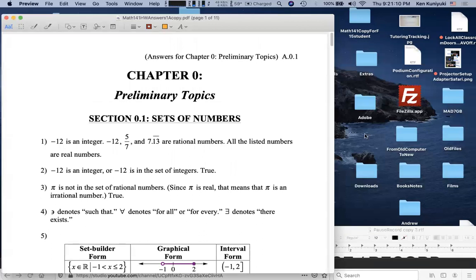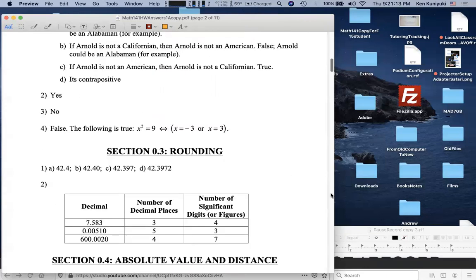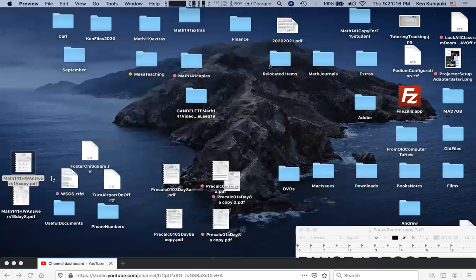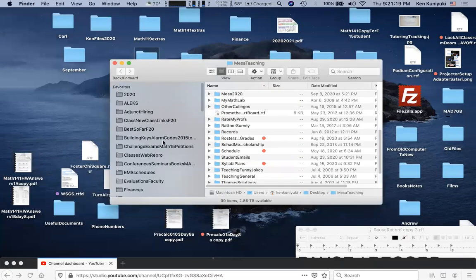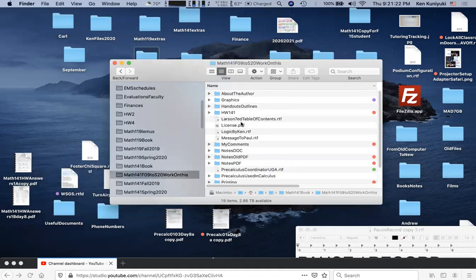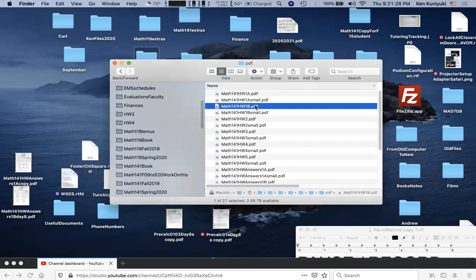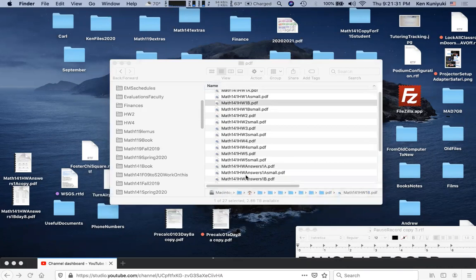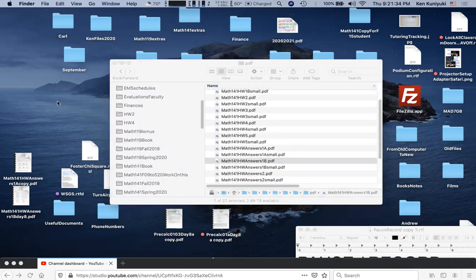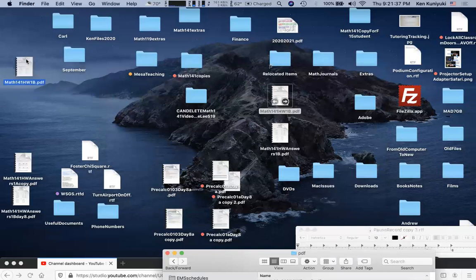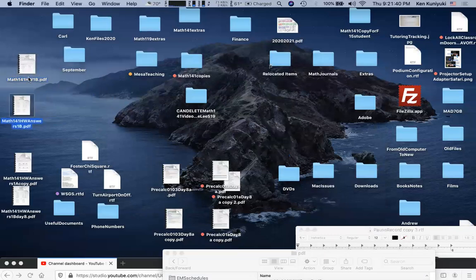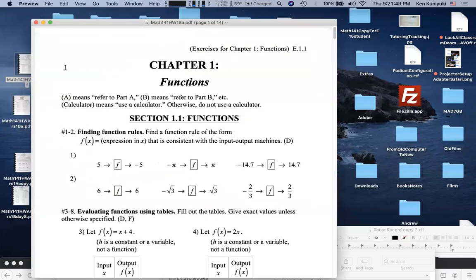All right, so first two of 1.3. Oh, this is 0. Let me get 1. I'll just get the homework. It's 1B now, right? Okay, 1B. Time flies. All right, here we go. First two on 1.3.